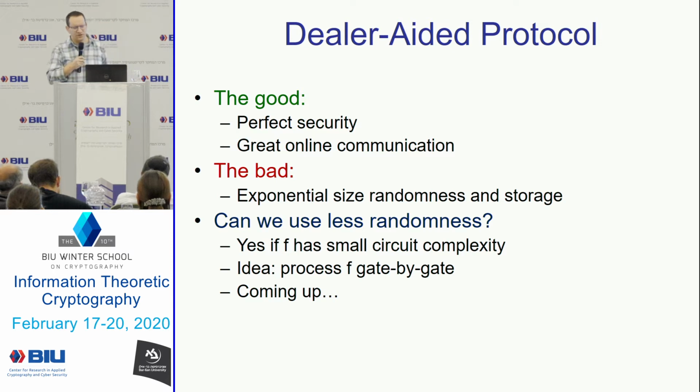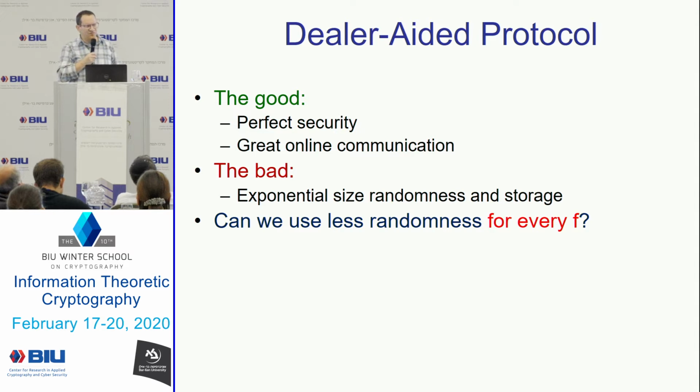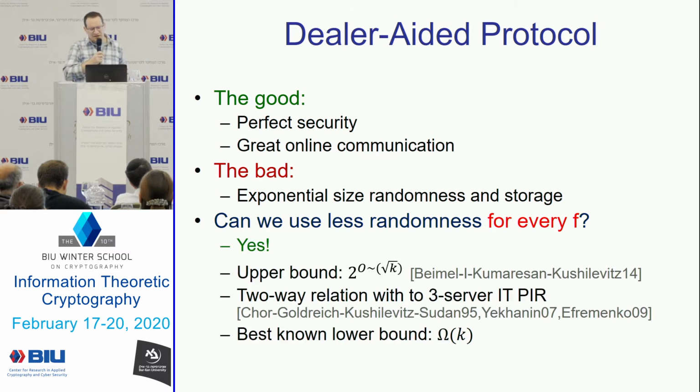In fact, in a more generic way. But more interestingly, what about every f, right? This should remind you of a question I asked in a different context about honest majority MPC. And the question is, can we use less randomness for every f? It turns out, if you think about it, that this, including the dealer, is some model for honest majority MPC. It turns out that there is a two-way relation, in fact, with three-server information theoretic PIR.